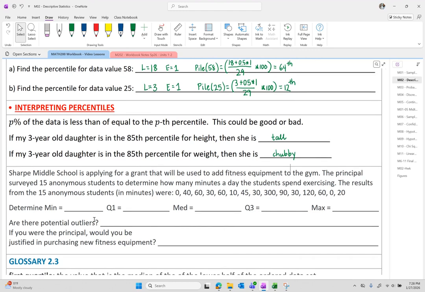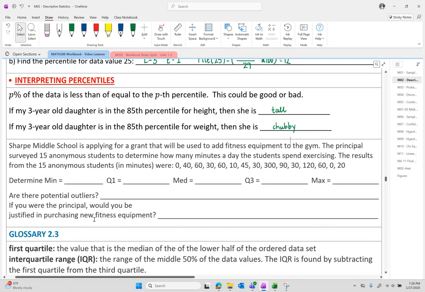So pause the video, try to find the 5-number summary. I strongly recommend that you use Excel. You have the data in the Excel file that is supplied for you. And restart the video to continue.